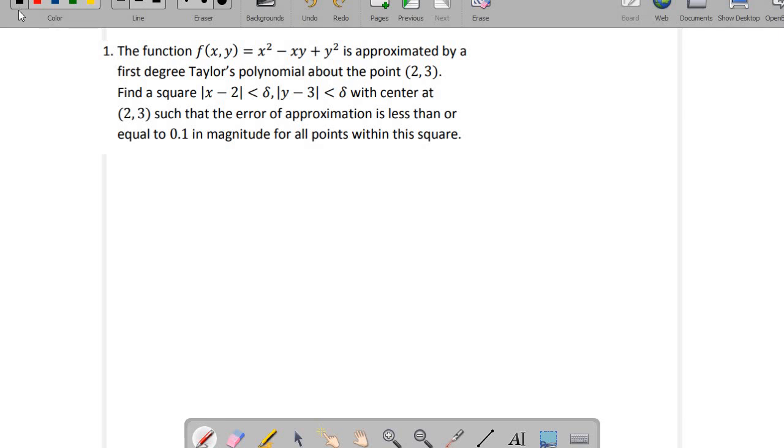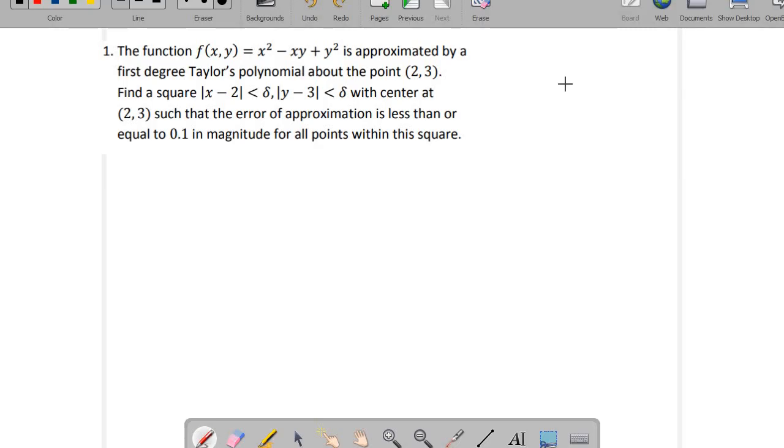Hi, let us see how to solve this problem. Here we are asked to find the first degree Taylor's approximation. That is easier. The next question is to find a square with the center at (2, 3) such that the error of approximation is less than or equal to 0.1 in magnitude for all points within the square. Okay, so let's quickly answer the first part.